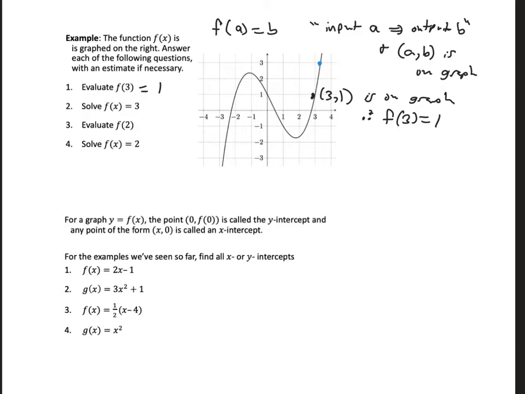I have to eyeball that, but I would say that's about the point (3.3, 3). I have to just eyeball that first part because I only have the picture to work with. But just like before, a point being on the graph means that f of 3.3 is equal to 3. I'll say approximately here because I did have to eyeball it. So if you want to know what x makes f of x equal 3, the answer is about 3.3.